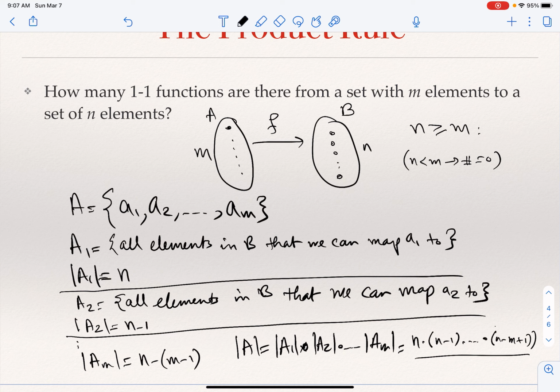Okay, so how many ways are there to map A1? There are n ways. How many ways are there to map A2? Given that we have already mapped A1, there are n minus 1 ways, and so on. So when it comes to counting, it's very important to think clearly about the problem, break it down into smaller tasks, reason about the number of ways you can perform each task, and then use the proper rule. In this case, it was the product rule.